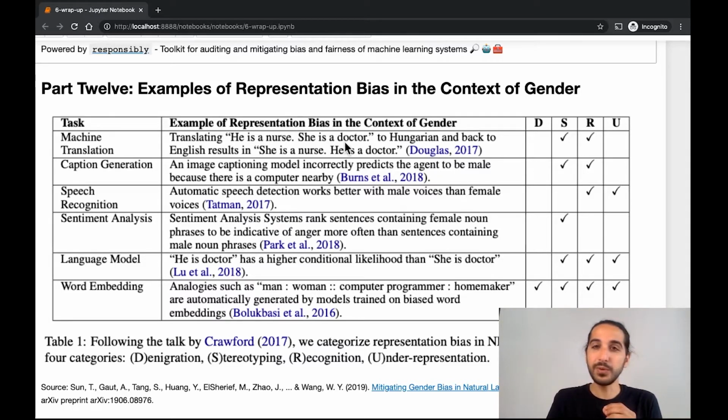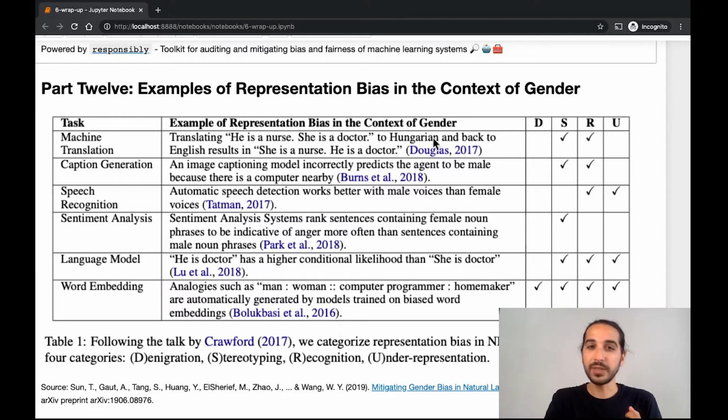So here we have a few examples. You can read them on your own, but this is just to see one or two. Translating "he is a nurse, she's a doctor" to Hungarian and back to English, cause in the translation, she is a nurse and he is a doctor. So we have here a stereotype association. And we lost something in the translation, right? This was the original sentence and we get a quite different sentence.